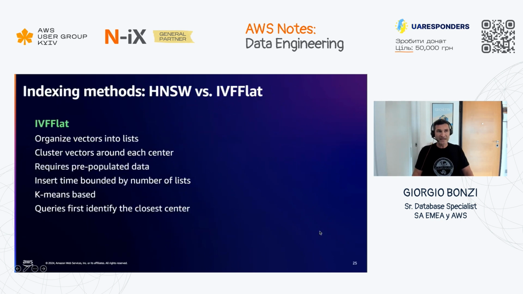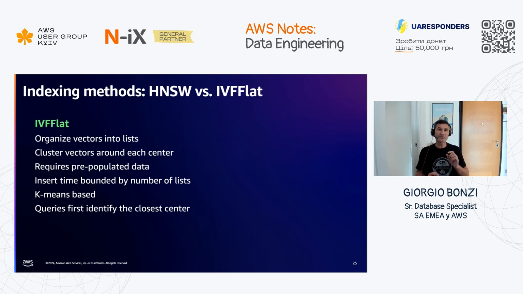Okay, but let's move now to the second index type, the IVF flat. In this case, the name is inverted file flat index. It's not a graph index in this case, but it is a k-means index. The k-means algorithm partitions and groups your vector data space into clusters, also called lists. And for each cluster, for each list, the algorithm computes a center or centroid.